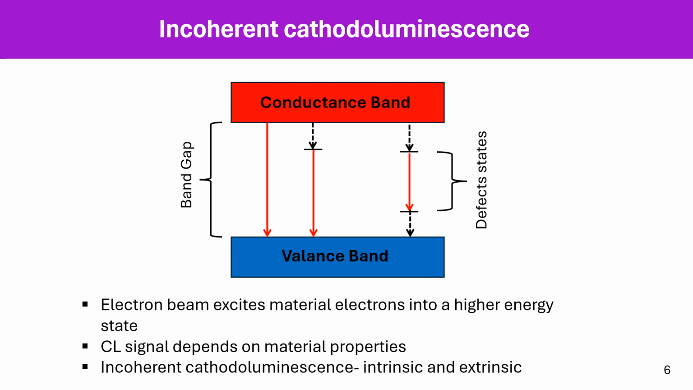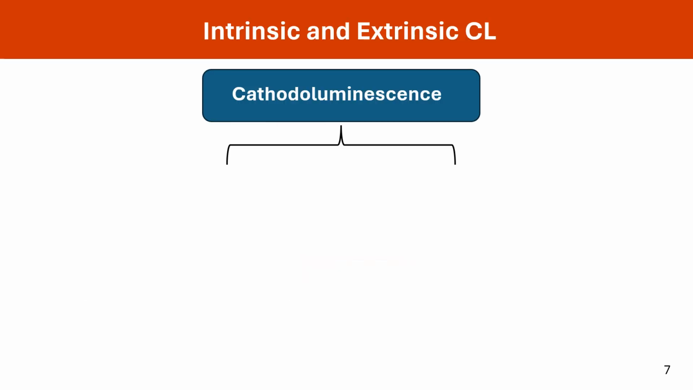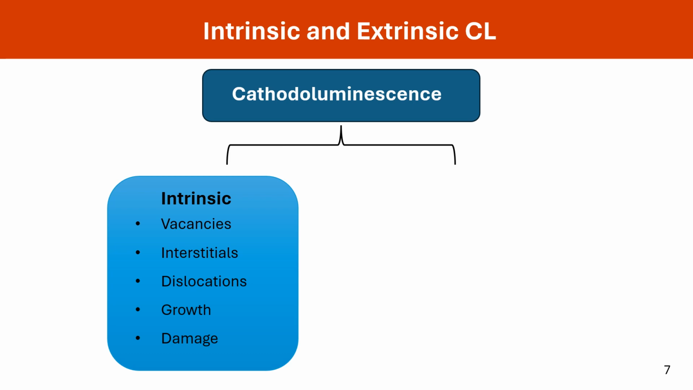And incoherent cathodoluminescence is basically of two types: intrinsic or extrinsic. If we talk about these two types, intrinsic CL can be caused by different types of vacancies, interstitials and delocalization, or different patterns of growth, or if there is any damage in the sample, like defective sites, that will result in different types of CL.